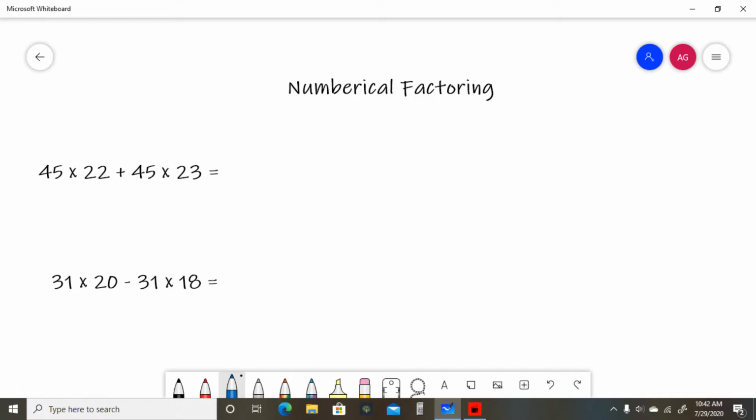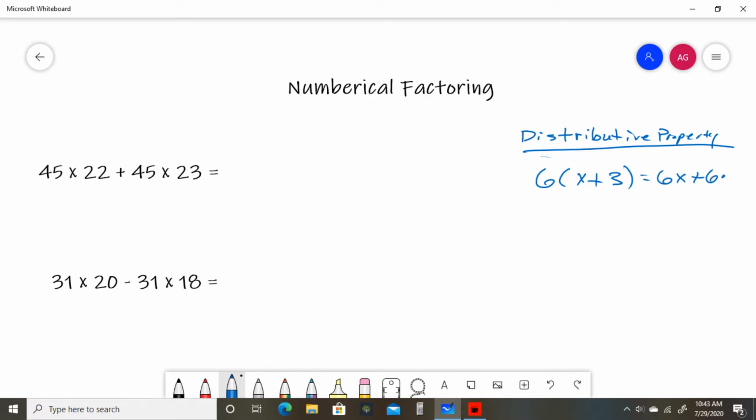Alright, so to understand factoring, we first have to understand the opposite of factoring, also known as the distributive property. Did I spell that right? Yeah, okay. The distributive property. So, basically, you probably learned about this in 5th or 6th grade, depending on your school's curriculum. If you have an expression like 6 multiplied by x plus 3, then this is the same thing as 6x, 6 times x, plus 6 times 3.